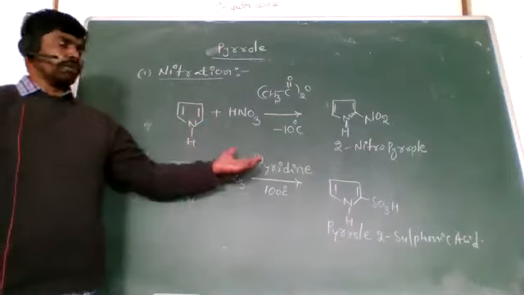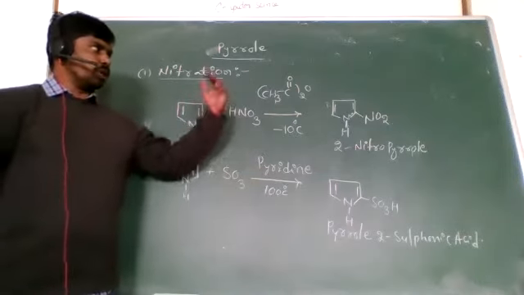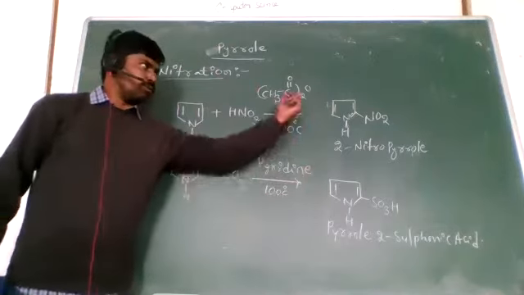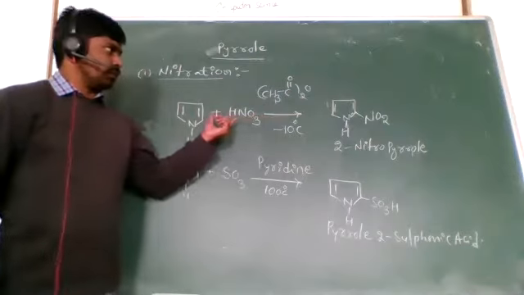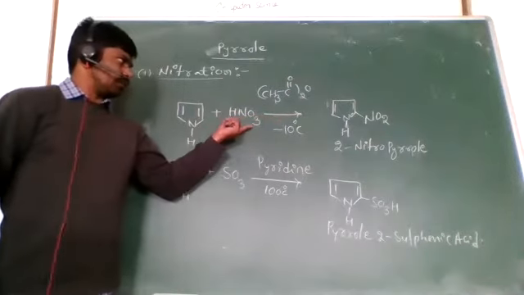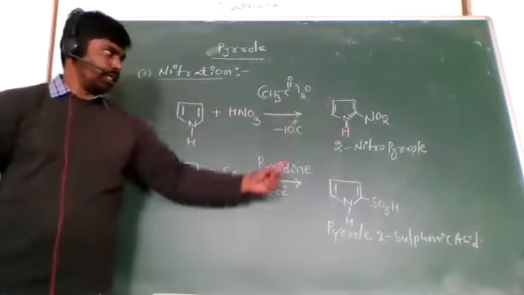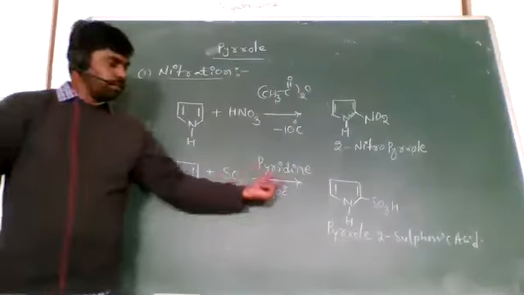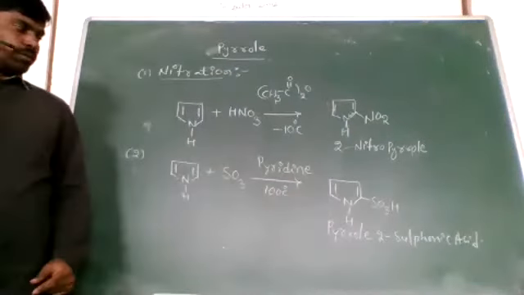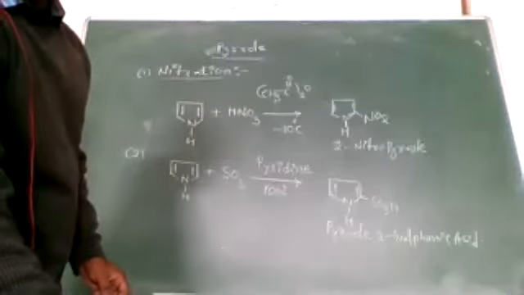If the second position is already filled, then it goes to the third position or fourth position. So here first of all is the electrophilic substitution of nitration. The nitro group substitutes at the second position, and we get 2-nitropyrrole. When it is treated with sulfur trioxide, we get pyrrole 2-sulfonic acid. Okay, clear?